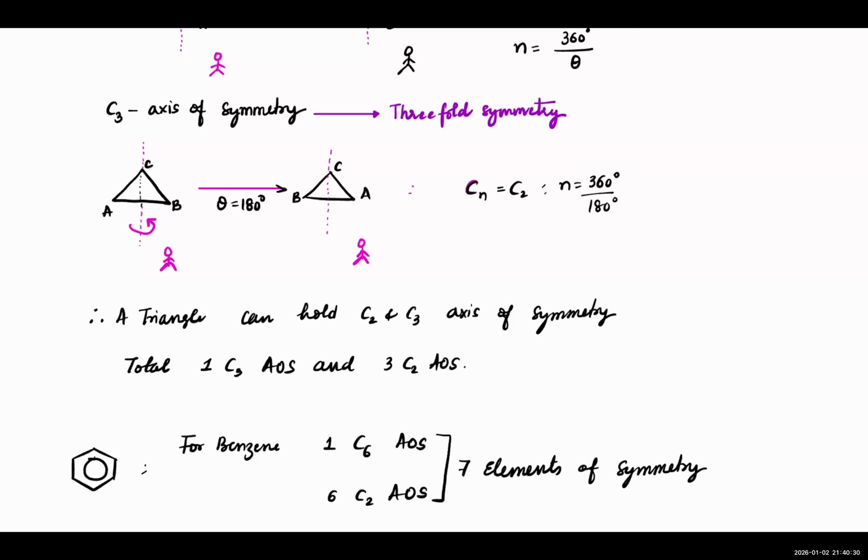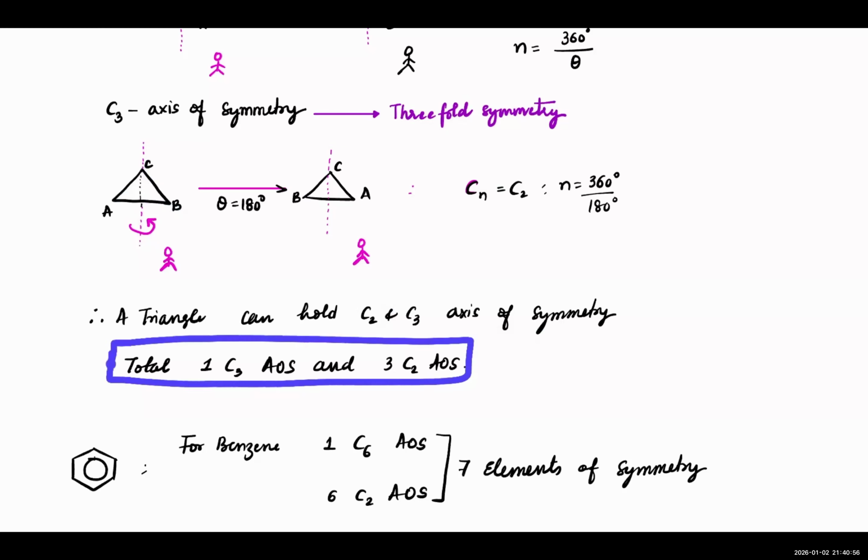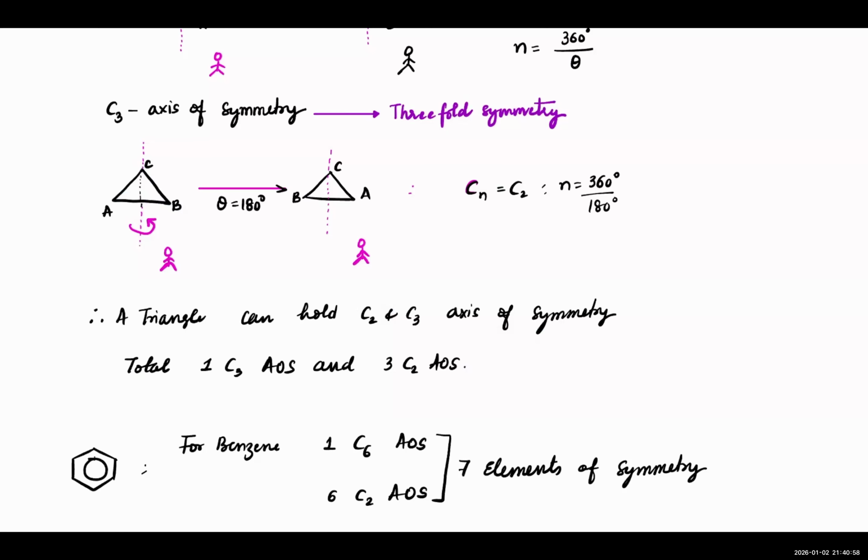Which means if I say a triangle or cyclopropane, these two are same. Shape-wise, these two are same. So they do hold C2 and C3 axis of symmetry. So total one C3 will exist and three C2 will exist, because C2 can be made like this, and like this. So total how many elements of symmetry are we noticing here? Four. Four different elements of symmetry, axes of symmetry, which we are noticing here.